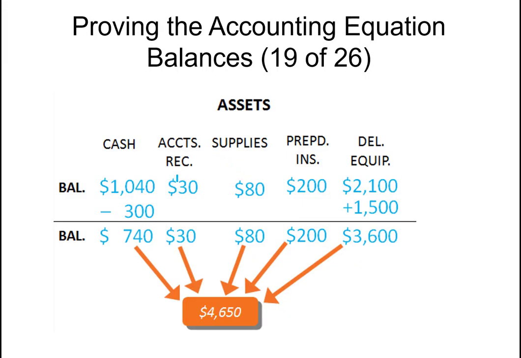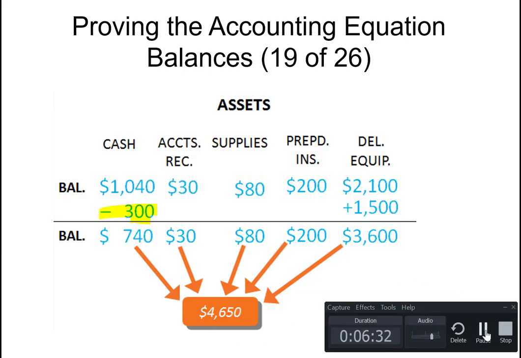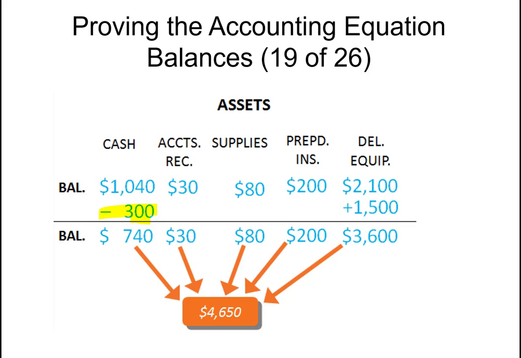So what happened to our current balance? Our cash account before this is 1,040, minus 300. So our new balance will be 740. And there are no changes to the accounts receivable, supplies, prepaid insurance, delivery equipment. Okay, the total asset value is 4,650.